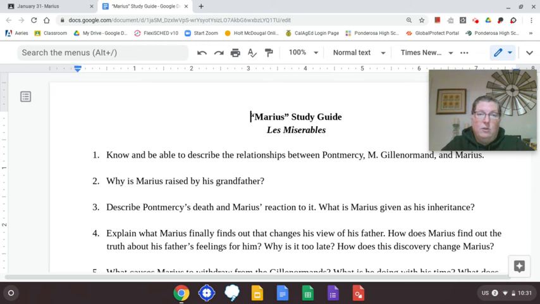So Pontmercy agrees because he wants Marius to have all the advantages that he can in life, and that includes money. And the inheritance is what is at stake. If he does not give Marius to his grandfather to raise, then he won't get that inheritance. So his father agrees to that.